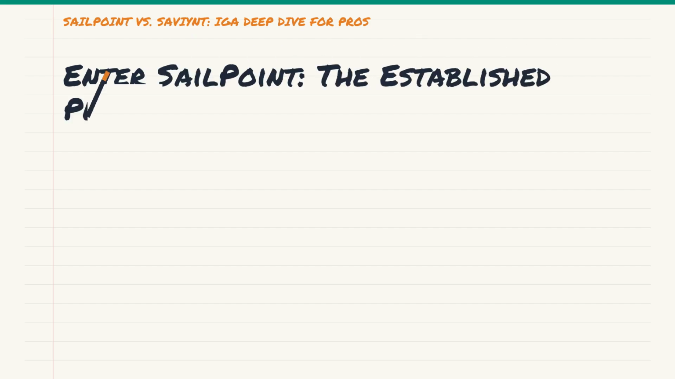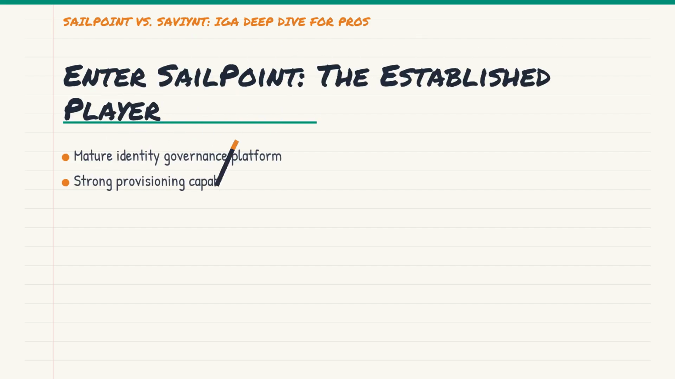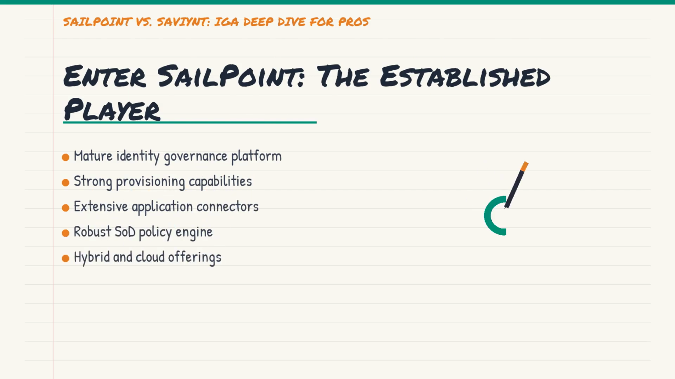Now, let's talk about SailPoint. They've been in this space for a long time and are widely recognized as a leader. Their platform, IdentityNow for SaaS and IdentityIQ for on-premises and hybrid, is known for its robust functionality across provisioning, access governance, and SOD. They often integrate deeply with HR systems to drive provisioning workflows, which is a huge plus. Their architecture is generally considered mature, with extensive connectors for a wide array of applications, both cloud and on-prem. They've built a strong reputation for handling complex identity environments.